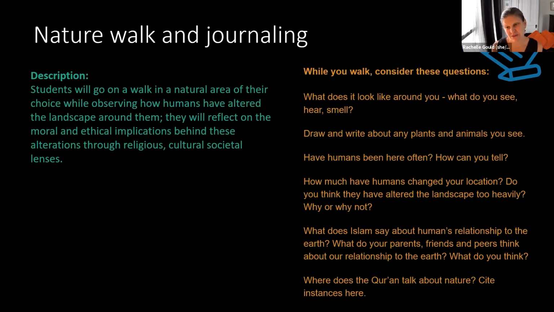Write about any plants and animals you see. So just notice what's around you and either draw them, write words about them. And then think about that human impact. Have humans been here? How can you tell that humans have been here? How much have humans changed this place? Do you think they've altered the landscape too heavily? So this gets into asking students to reflect and to give an opinion. So do you think that this is too heavy of an alteration? Why or why not? What does that mean?